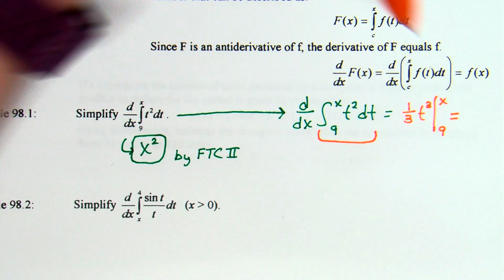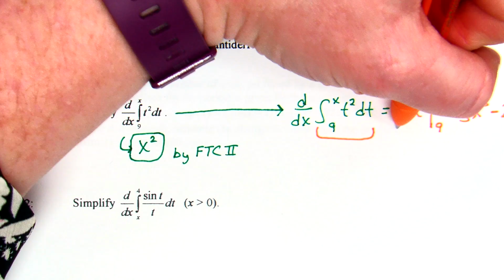Okay, what about example 2? The derivative of the integral from x to 4 of sine t over t dt. And notice they put the qualification as long as x is greater than 0, and that is just so that it will exist.